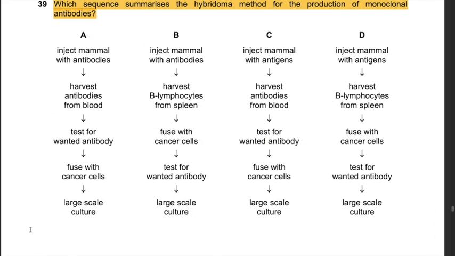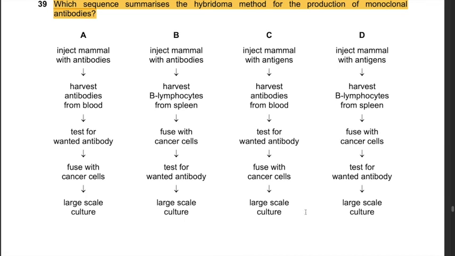Question 39. Which sequence summarizes the hybridoma method for the production of monoclonal antibodies? Answers A and B involve injecting antibodies, and that is obviously incorrect, as the aim is to get antibodies instead of injecting mammals with antibodies. In order to get the specific antibody we require, we have to first inject the mammal with the antigen, and that leaves us with answer C and D. If we go to answer C and D, testing and large scale culture should be done at the very end, hence should be answer D.